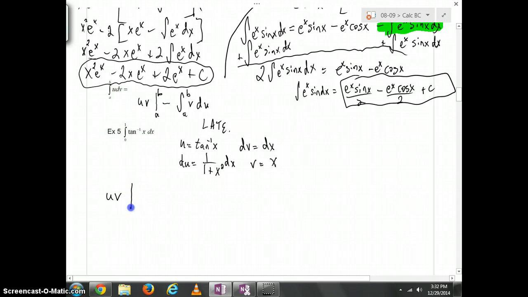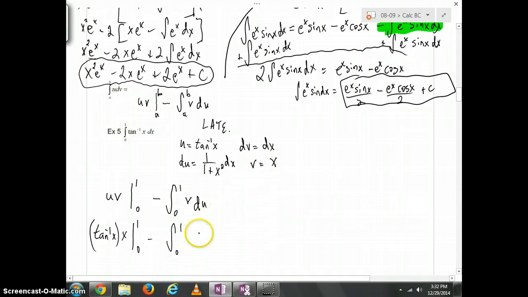We'd have uv, and we'd apply the fundamental theorem, evaluating that between 1 and 0, minus the integral from 0 to 1 of v du. And we could say, well, what is our uv? Well, that would be inverse tangent of x times x, evaluating that between 1 and 0. Over here, we could say, well, we're going to go between 0 and 1. Our v is simply an x. Our du would be 1 over 1 plus x squared dx.